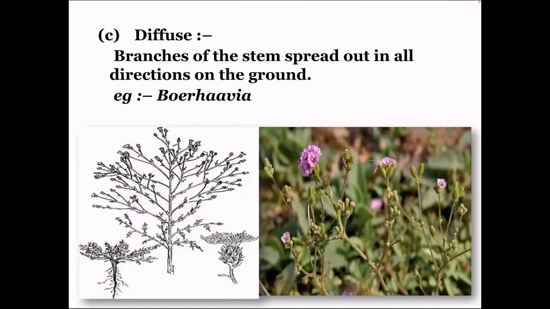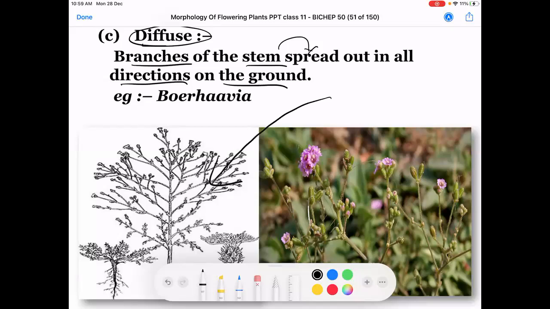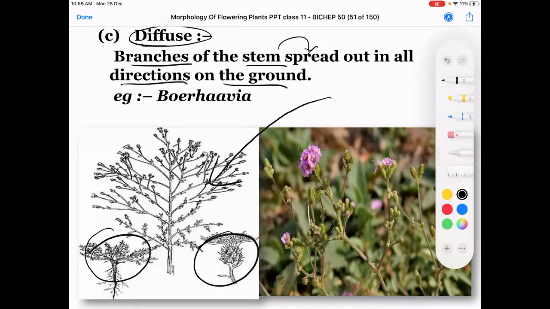Now diffuse. Now what is the diffuse type of weak stem? The branches of the stem spread out in all directions on the ground. But they are not so strong. They are very weak, but they are spreading. If you see the picture given here, they are very weak or small, but still they are spread over some little distance above the ground.